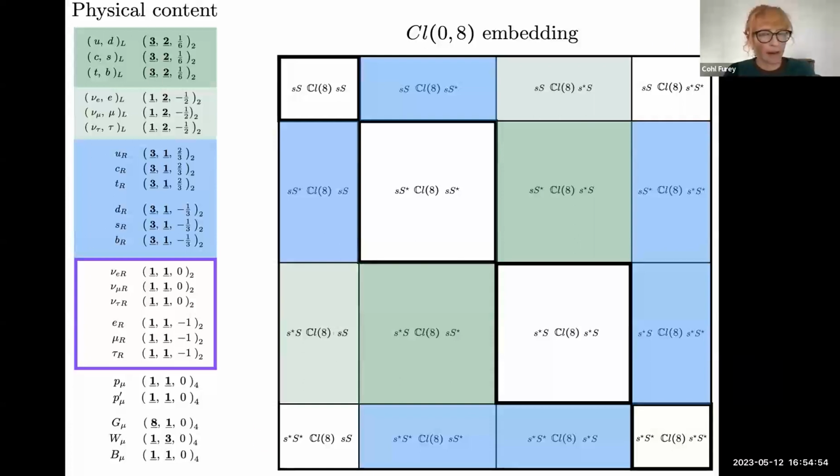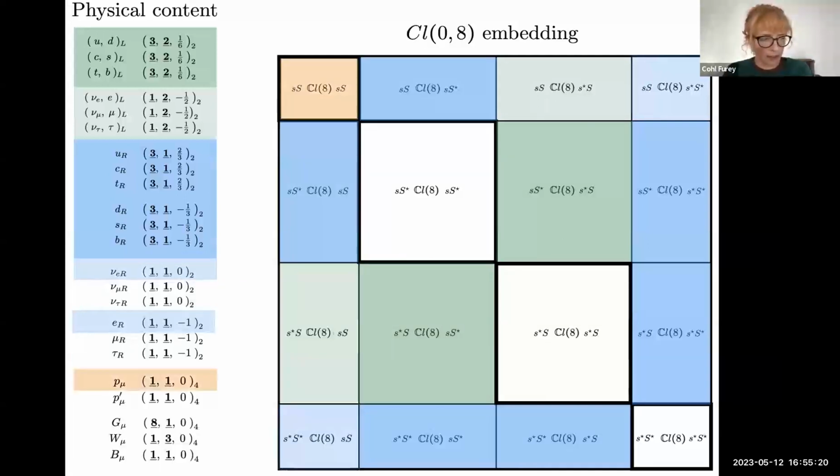Now we find that the last off-diagonal blocks do transform as right-handed leptons, but they only give us one generation, not three. So we're missing an embedding for two generations of right-handed leptons. Okay, so let's leave those remaining fermions for now and move on to the bosons.